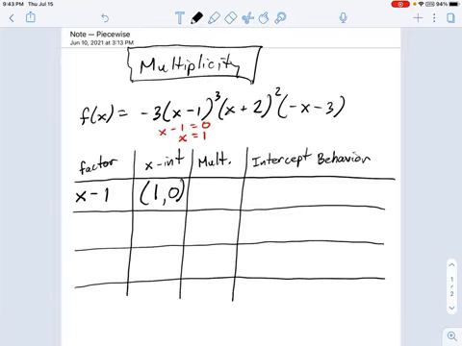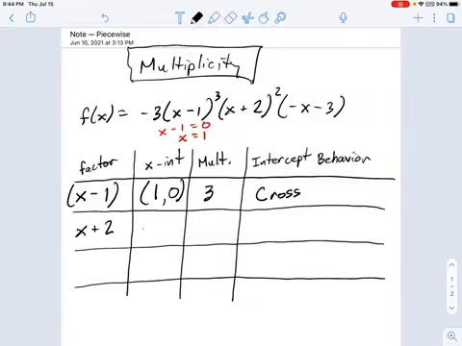Now, the multiplicity on this factor of x minus 1, take a look at the exponent. It was 3, right? So that is the multiplicity, which means if I were to write this out without exponents, I would have 3 factors of x minus 1. X minus 1 times x minus 1 times x minus 1. It would be 3 times. Now, a 3 is an odd number. So this odd number right here is going to lead us to the conclusion that the intercept behavior is crossing. It's going to cross the x-axis at x equals 1. Let's keep going, and I'll show you what these mean when we get to the graph.